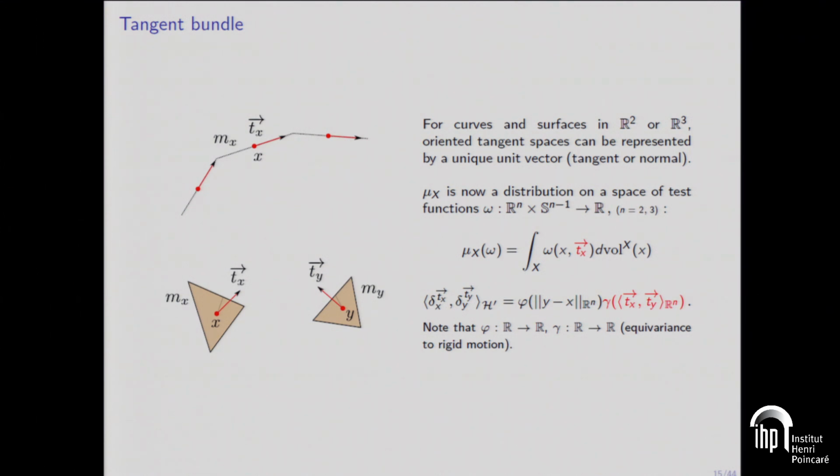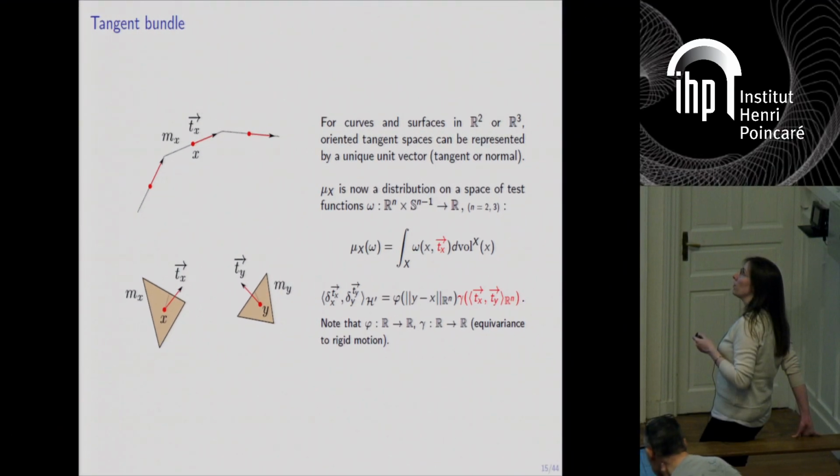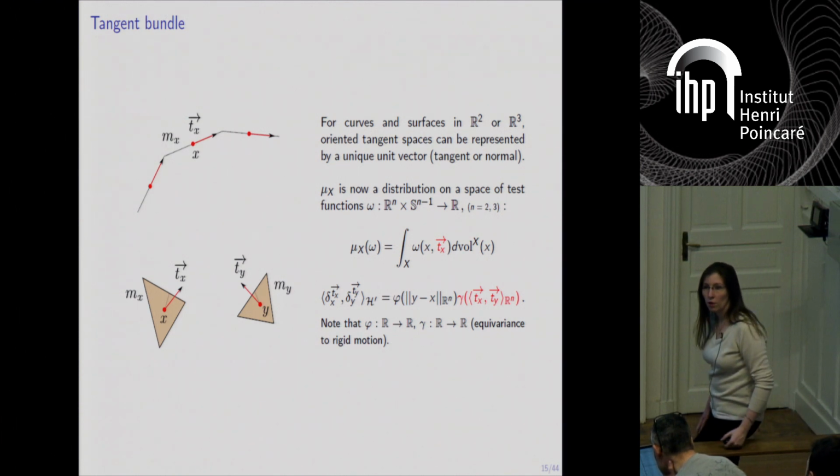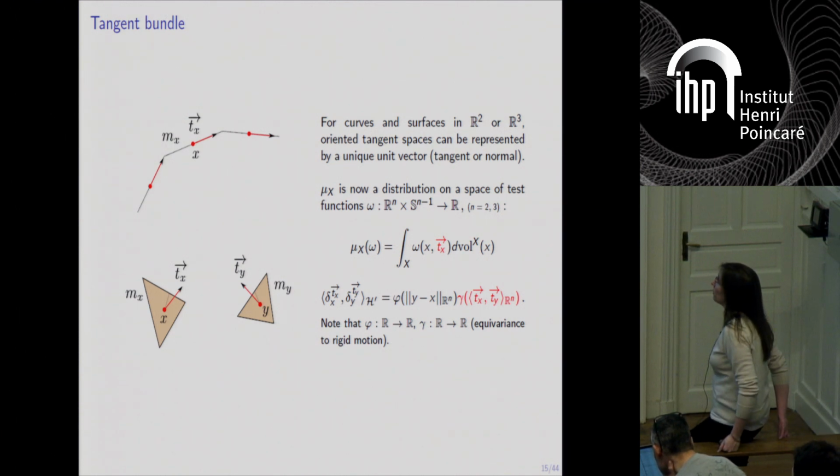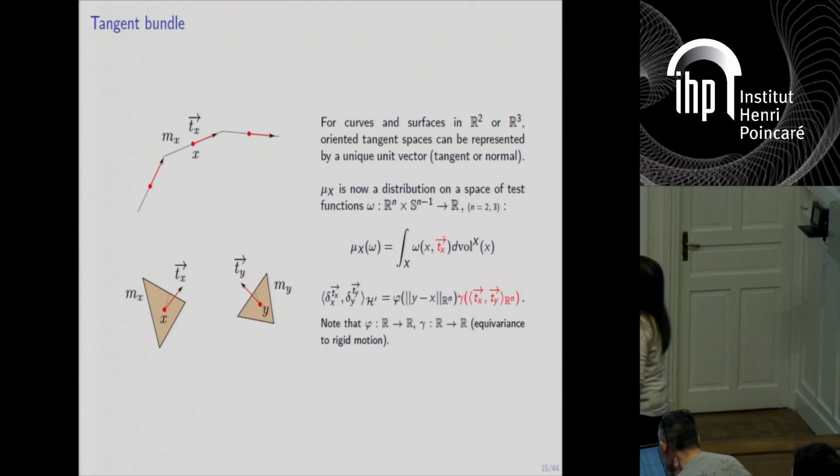And now, mu x would be a distribution on a space of functions defined on the ambient space for the position of the centers and on the sphere of this ambient space for the tangent vector or normal vector of each face. And when you apply this distribution to such a test function, you're just integrating your test function, but it just depends on these two components. So how does it work in practice?